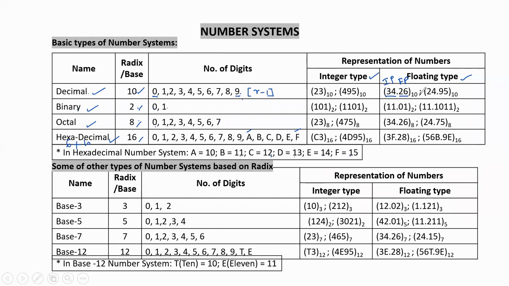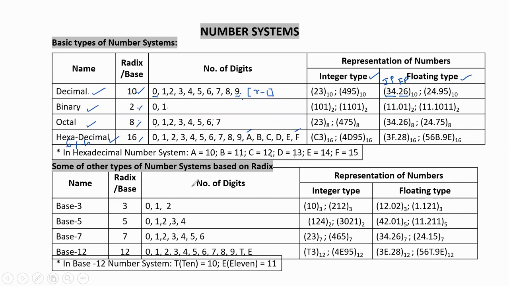Also make sure that each and every digit inside the brackets should lie in the prescribed list of digits only. Now we should check. Suppose you take the octal number system, 34.26. Yes, each and every digit should lie in the range of 0 to 7 only. For hexadecimal also, you can easily understand, each and every digit should lie only between 0 to 9 and A to F only.